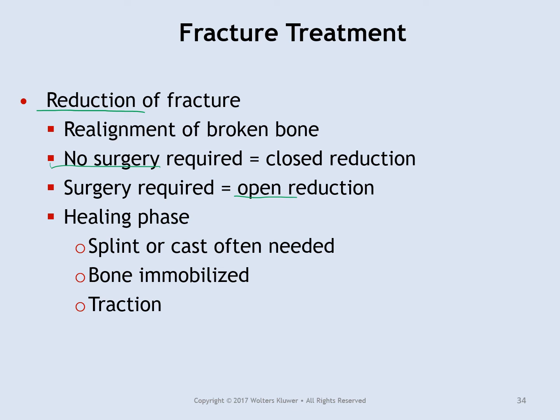For healing, you'll use some kind of immobilization. You want to immobilize the bone on each end of the joint. So let's say you break your arm, you break your radius. You would have a cast that covers both the wrist and the elbow so that neither of those joints can move, so that neither of those bones can move.